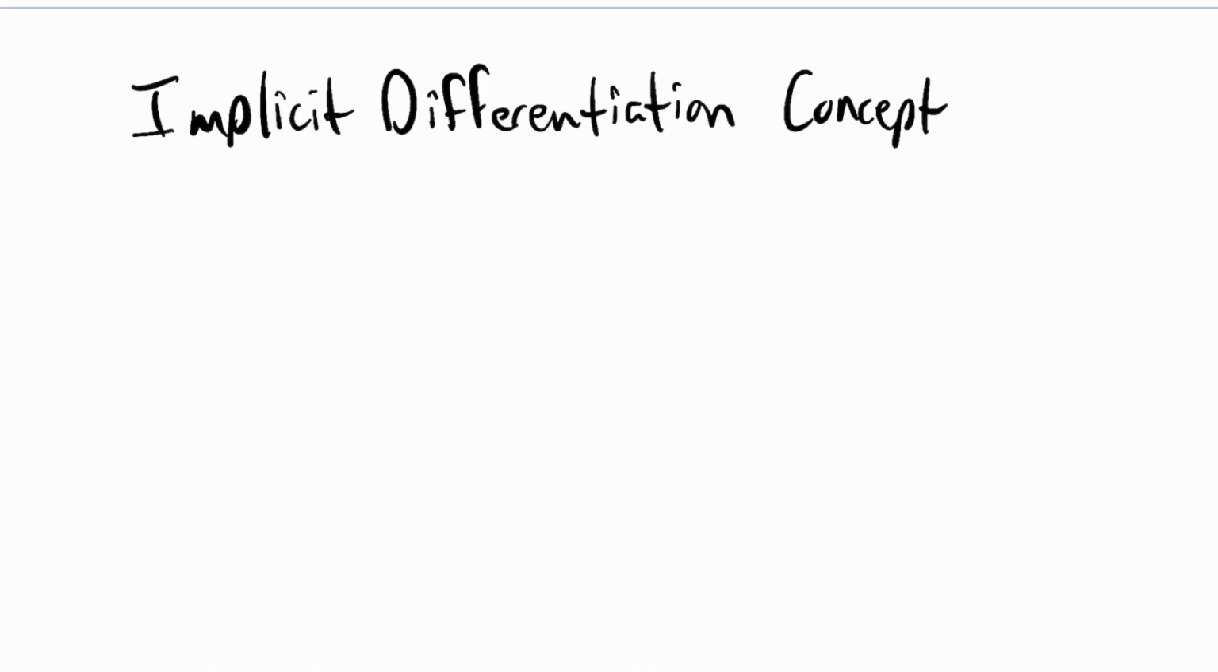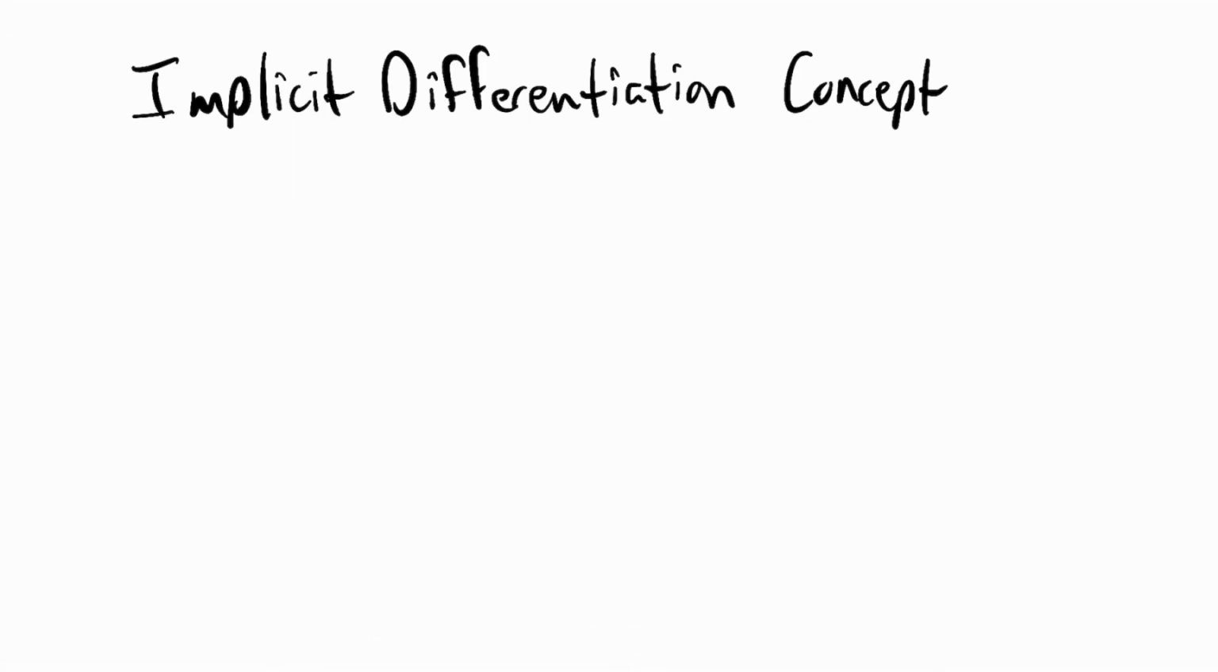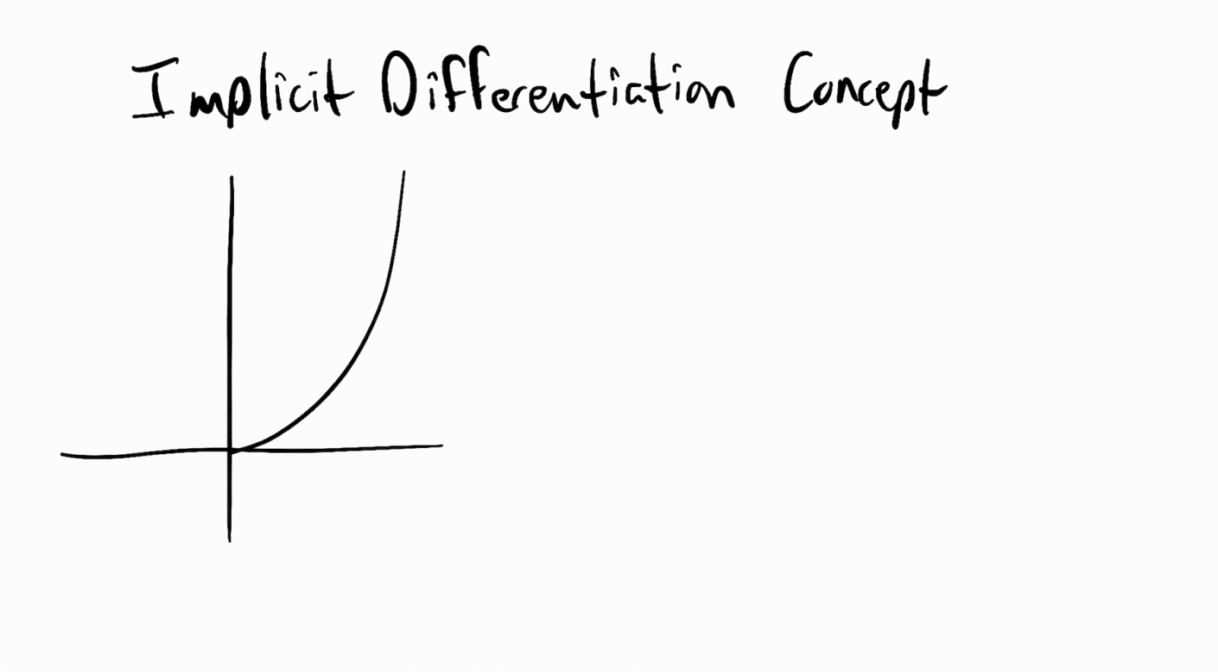So in this video, we're going to talk about the concept of implicit differentiation and why we would care to do that. Let's say we had a parabola like y equals x squared, something like that. The scale's off, but we'll pretend I'm doing a good job drawing this.